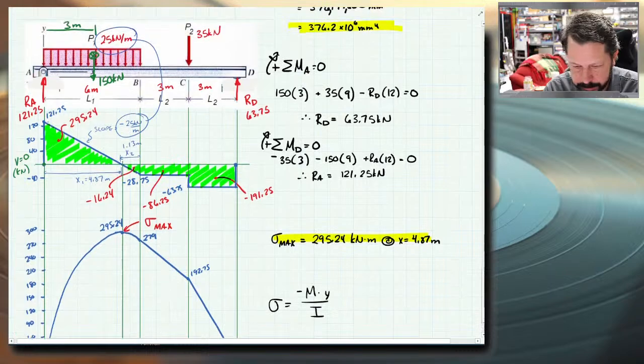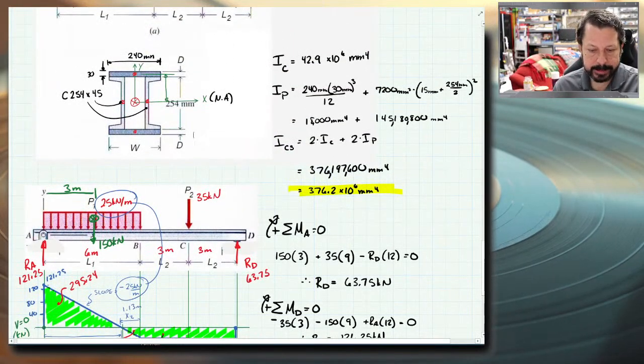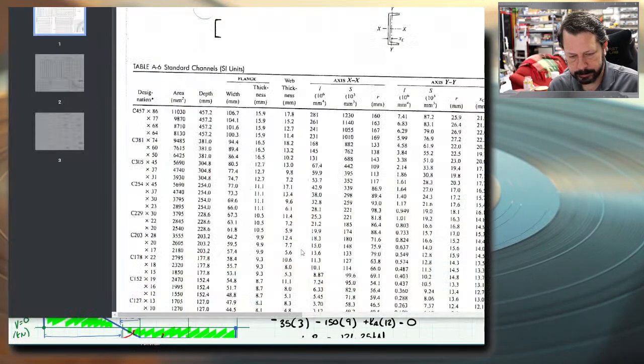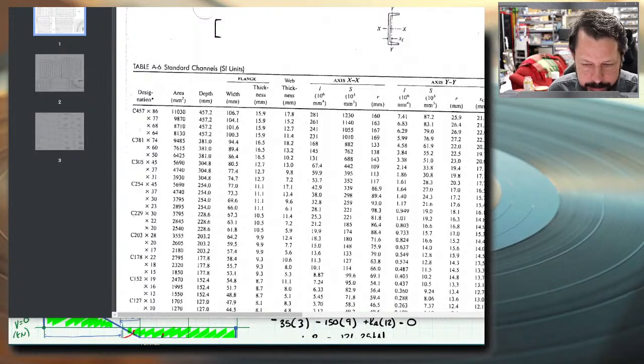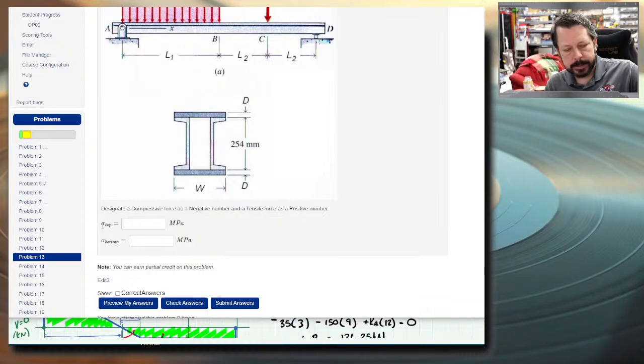Now we need our cross section back. Let's find it. It's right here. Well, let's see what the problem's asking for first. Let's see, what is it? Because I cut that part off. Okay, it wants the flexural stress on the top of the beam and the flexural stress on the bottom of the beam. So that's easy enough.